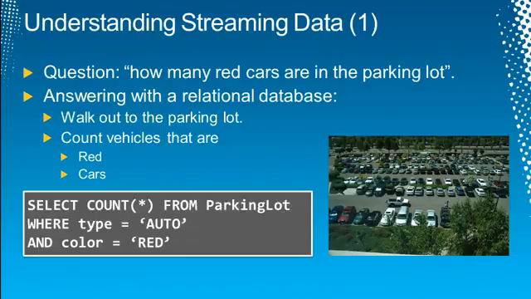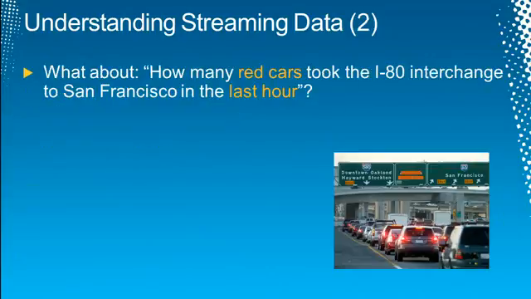Now let's start to change the question that we want to ask about the data in a couple of very interesting ways. Let's continue to think about cars, but imagine you are right next to the I-80 interchange down in California, and you want to find out which cars are taking the road to San Francisco. In addition, you add a temporal constraint to your question: what happened in the last hour? How many red cars have taken that interchange towards San Francisco? That's a very important, very critical change that we have made to the question that we are asking about the data that we have around cars.